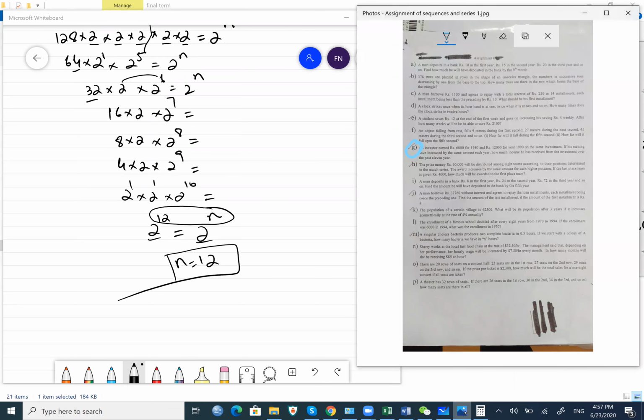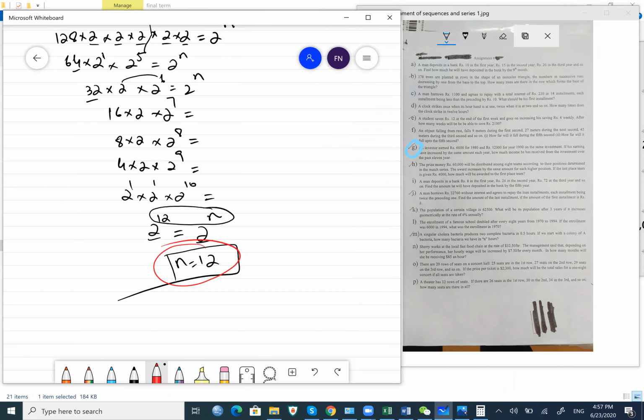And he was saying that a man borrows this without interest and agrees to repay the loan in installments, each installment being twice the preceding one. Find the amount of the last installment if the amount of the first installment is 8. His last installment would be the 12th term. Is that clear? Yes.